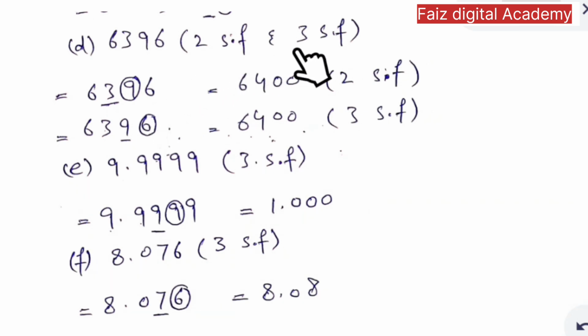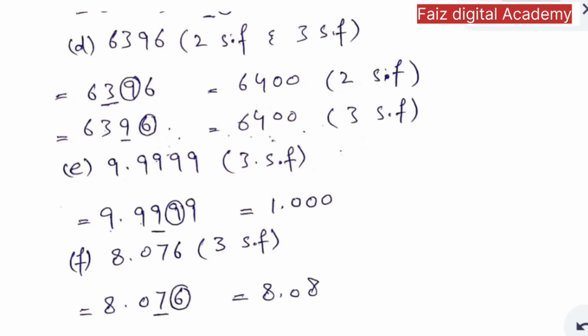And in the case of the third significant figure, 1, 2 and 3, the third number will be decided on the basis of the next number, because this is 6 which is greater than 5. So we have to add 1 to 9, that will make it 10, and 0 will be written in place of 9 and 1 is added to this 3 to make it again 6400. So whether it is 2 significant figures or 3, in this case both answers are the same.